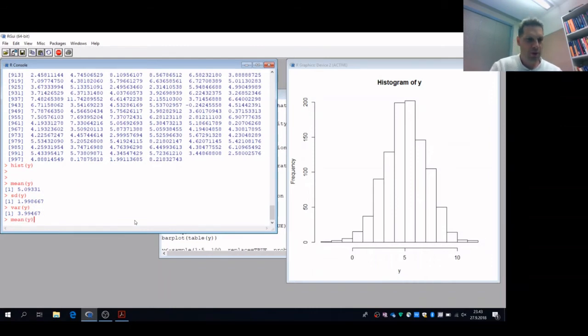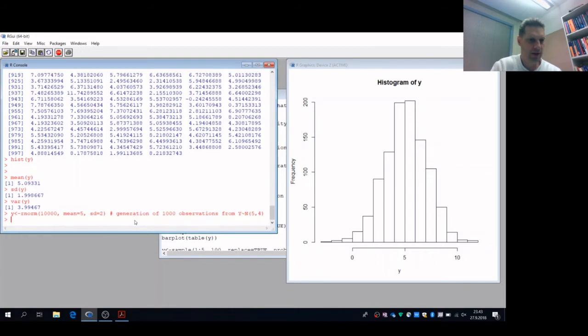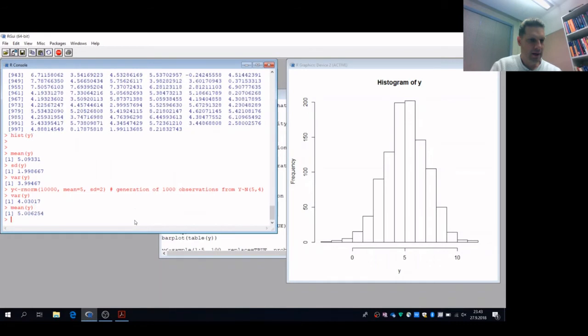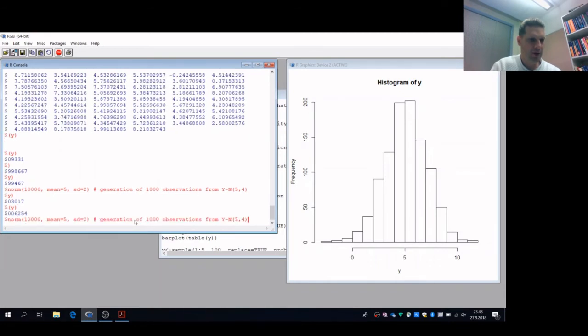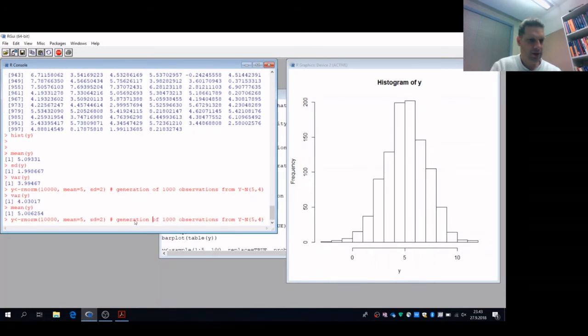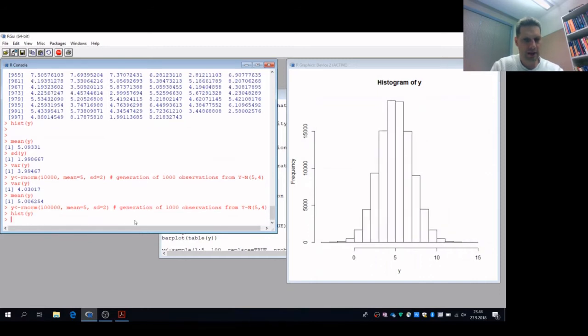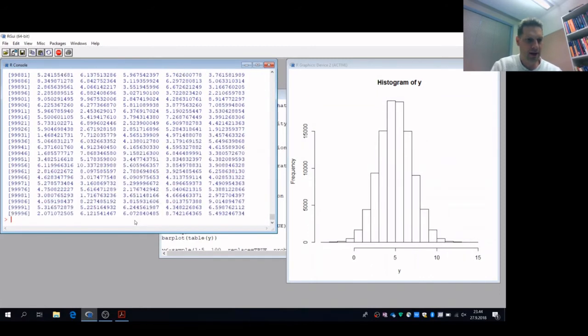And of course, the more we do that, it depends on how much computing power we have. For example, this was a thousand. If we take 10,000, then calculate the variance and mean, we start to get closer and closer. And if we take not just 10,000, but let's say 100,000 observations, and draw the histogram, it looks like this. So we have here now 100,000 observations from this distribution, very quickly and easily.